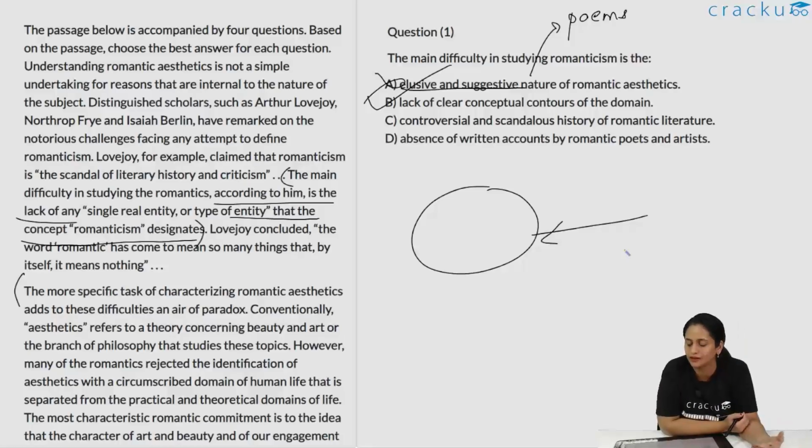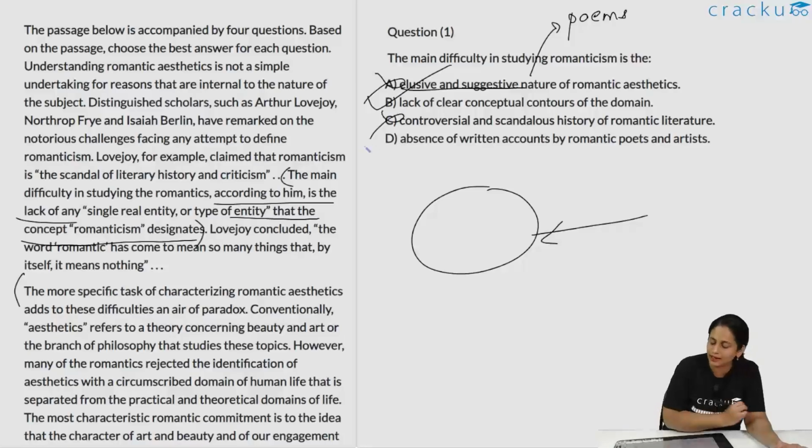Controversial and scandalous history of romantic literature. So romantic literature is not controversial, it is not scandalous. It's not as if some scandal occurred where people behaved very badly. That's not what happened. When Lovejoy says the scandal of literary history and criticism, he is basically saying that it is hotly debated, it is controversial, but not controversial for what we consider salacious. It is controversial because people are not able to arrive at a single definition. When people disagree, there is controversy.